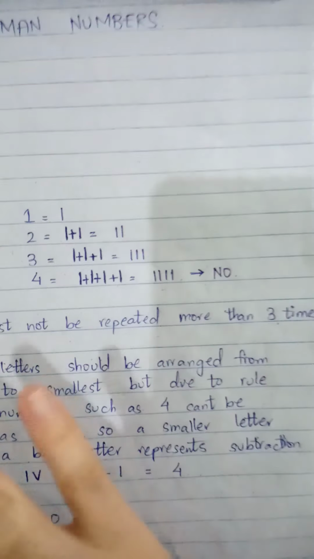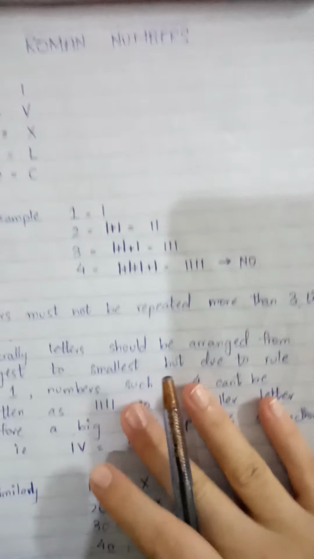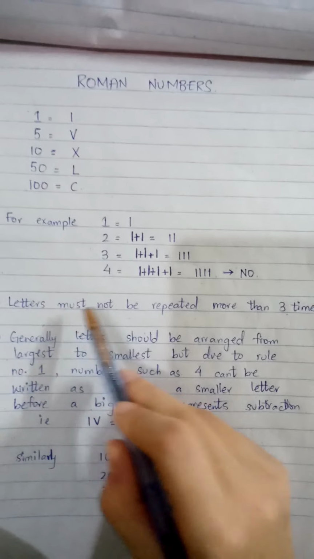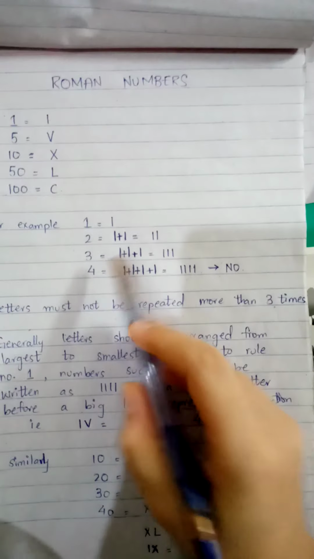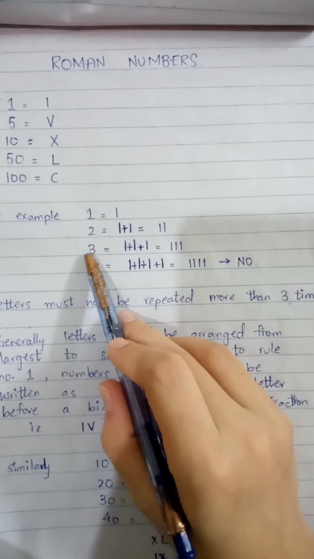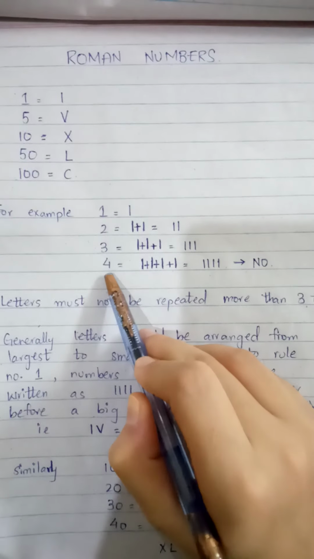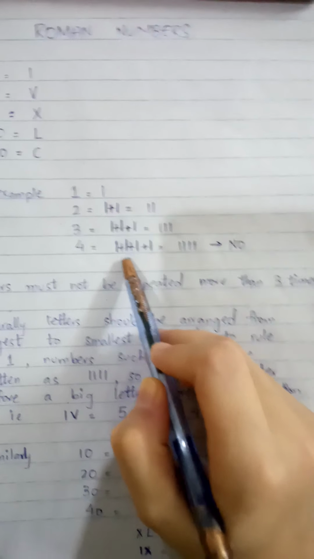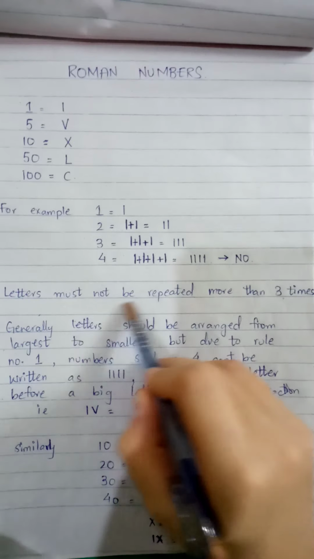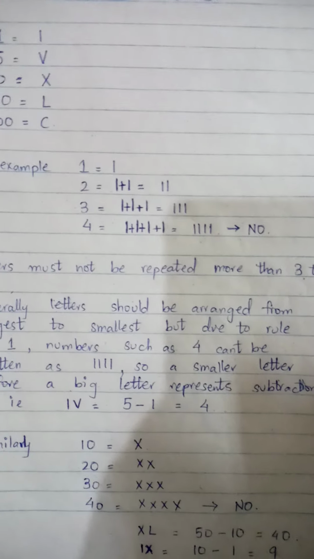No, I will not do that in the case of 4. Why will I not do that? Because of a rule that is followed in this system. Letters must not be repeated more than 3 times. Since in the case of 3, the letters were repeating 3 times, we considered it. But when it comes to 4, the letters are repeating more than 3 times, so now we will not consider this. The letters must not repeat more than 3 times. So now how will we write 4?